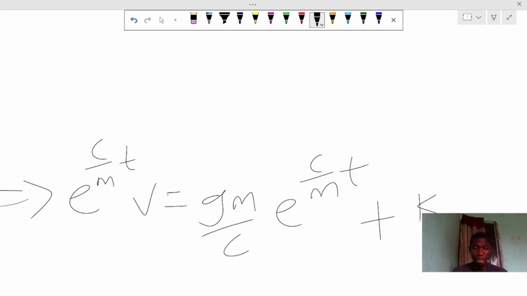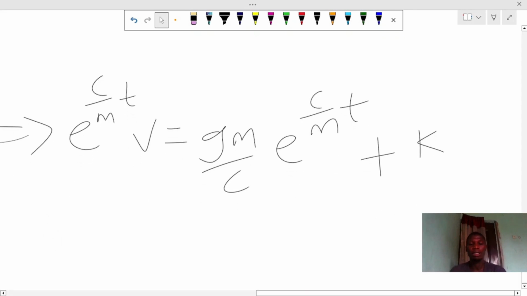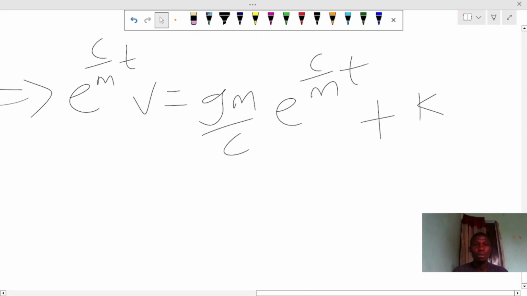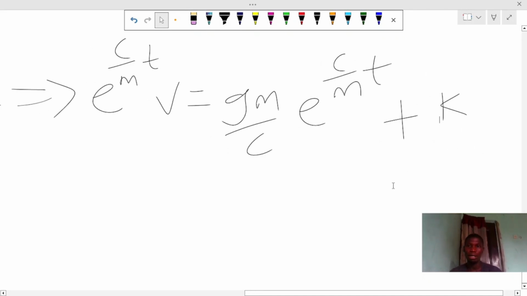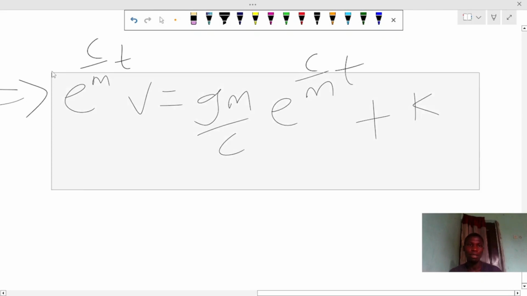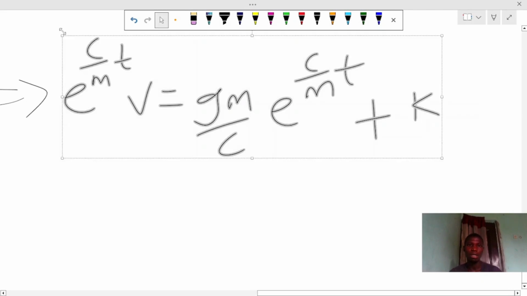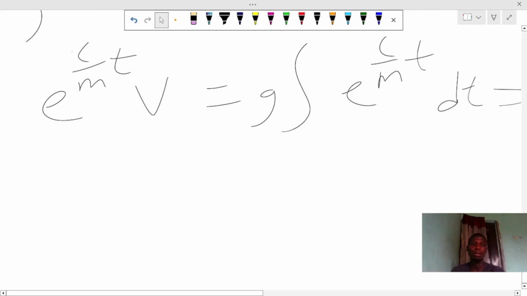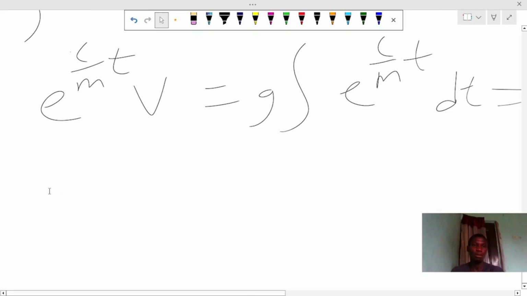So yes, with that being said, since we have that now, notice that we are looking for v, the terminal velocity. So what we can do here is make v the subject of the formula. Make v the subject of the formula.